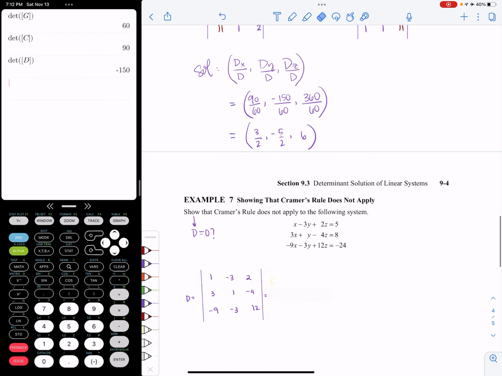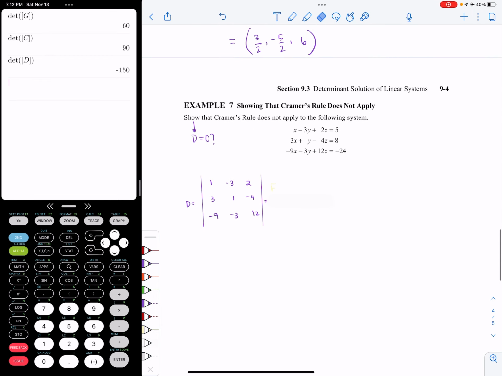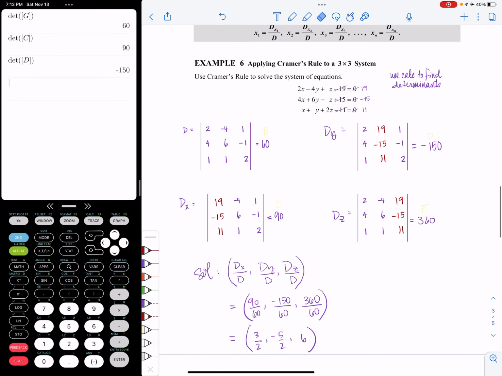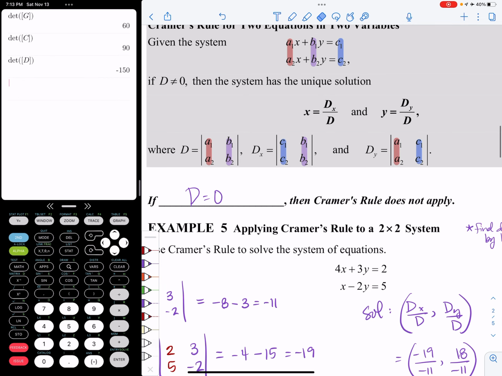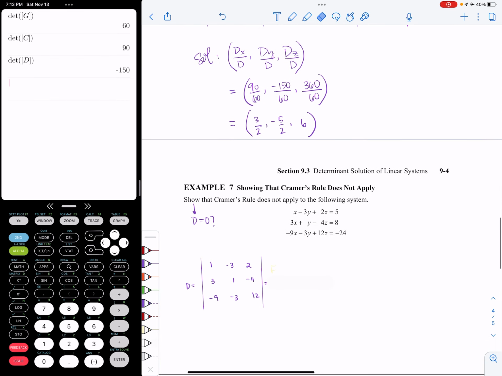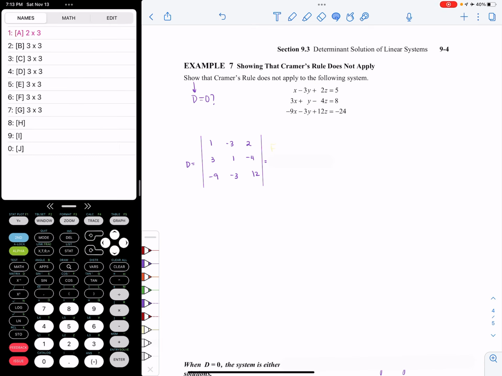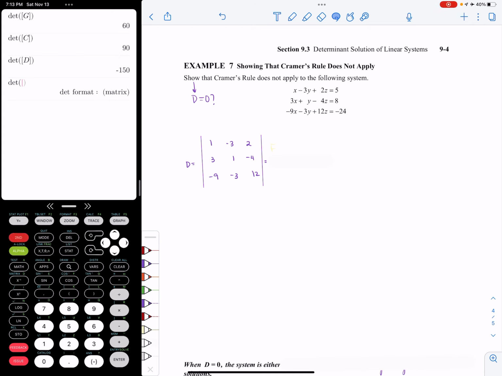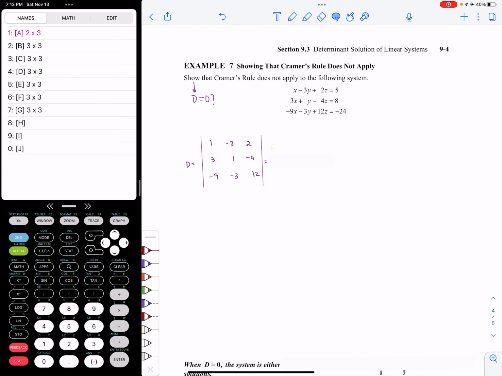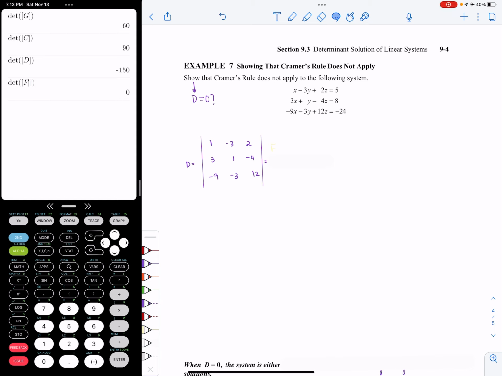All right, so then one more thing here, show that Cramer's rule does not apply. Remember that up here we said if d is equal to 0, Cramer's rule does not apply. So all we would need to do with this is just simply show that our determinant is equal to 0, our plain old d. So this is going to be my coefficient matrix, where I'm only using the coefficients of x, y, and z. And so if I go ahead and pull up my calculator and get the determinant of F, notice that this particular determinant is equal to 0.